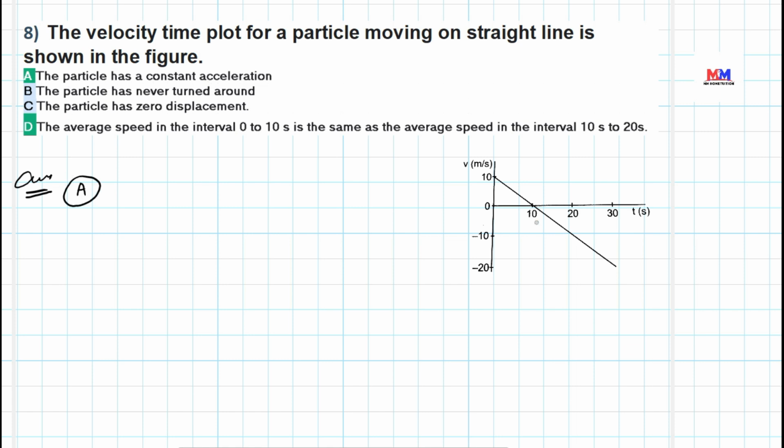We know that from a velocity-time graph, the slope gives the acceleration. The slope of the V-t graph gives the acceleration. So the particle has constant acceleration, because the slope of the V-t graph gives the acceleration. Yes, the particle has constant acceleration.